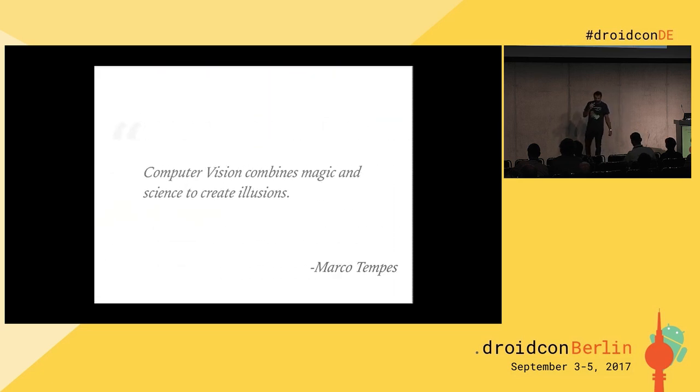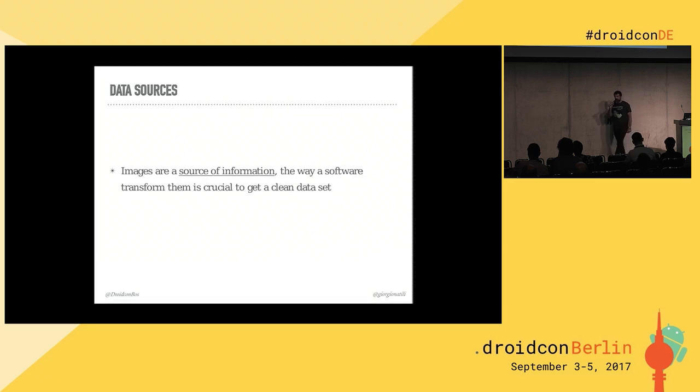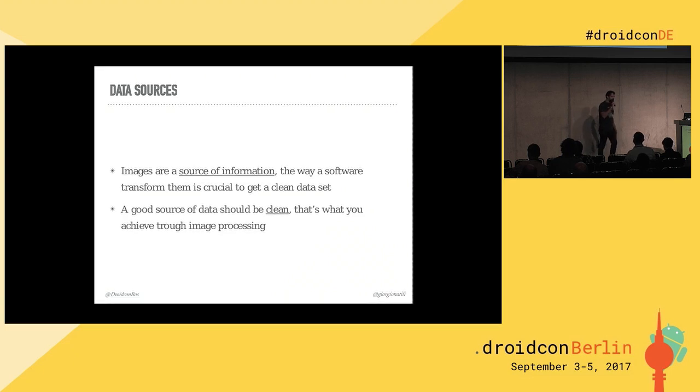Computer vision is the way you combine magic into a software and you create illusions. That's one of the fantastic definitions of computer vision, by Marco Tempes, and it's pretty interesting. The point of computer vision is that you start to work with different data sources, and every single image that comes into your device, or into whatever device, is a source of information. The tricky part is that you should create and have available good data sources.